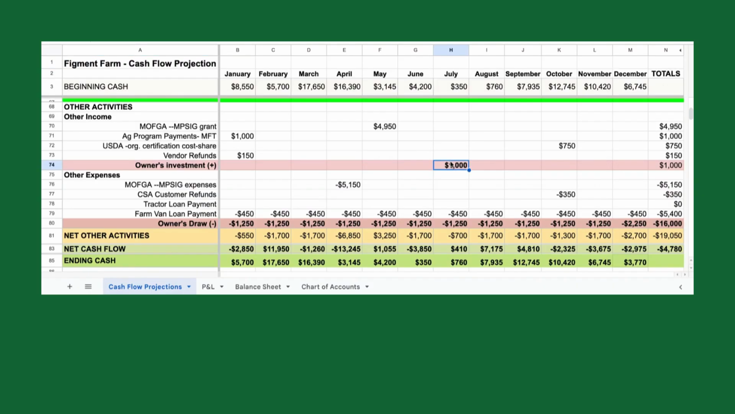See? Like that. They go into the negative in August if they don't invest that $1,000. So, this is how they plan to keep positive cash flow. But you also should notice that they repay their $1,000 owner's investment in December. That month's payment includes the $1,250 salary plus $1,000, paying themselves back.